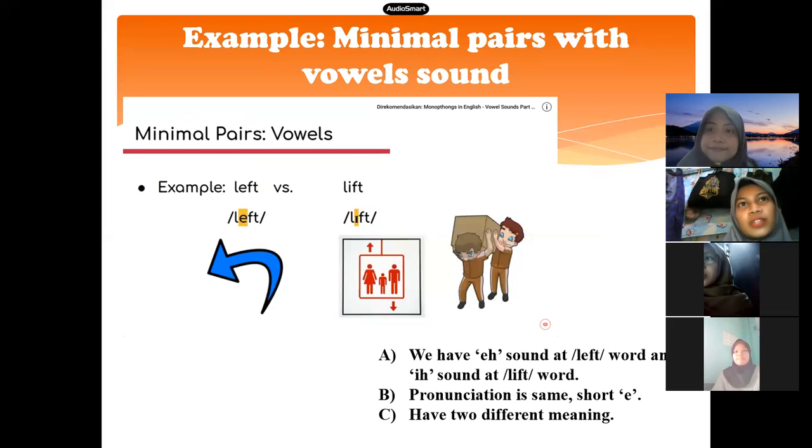In this one, we have minimal pairs with vowels. Example, left versus lead. We have a short e sound in left and a long e sound in lead. We have two different meanings: left means ke kiri in Bahasa, and lead means mengangkat.